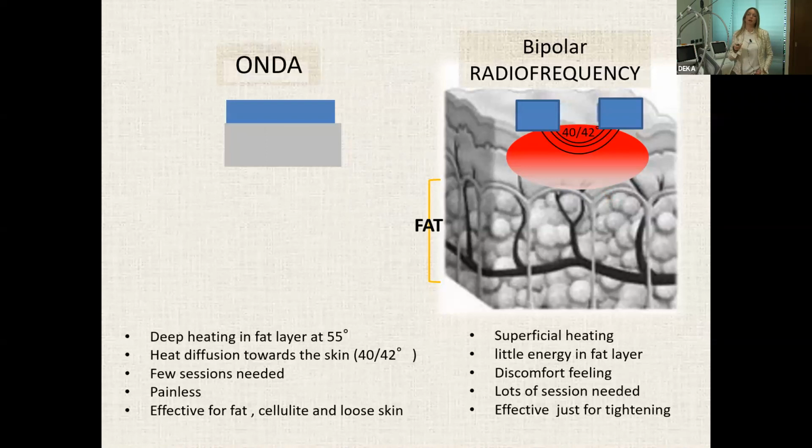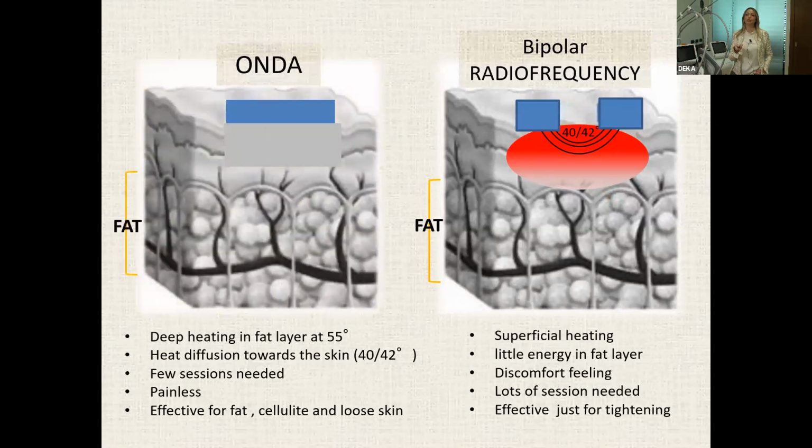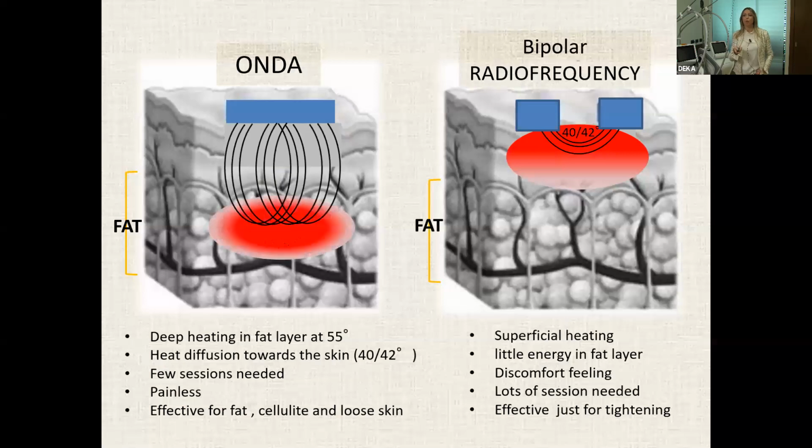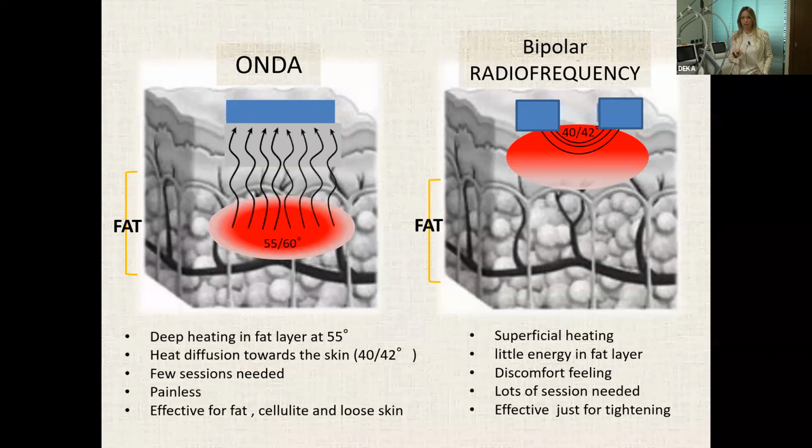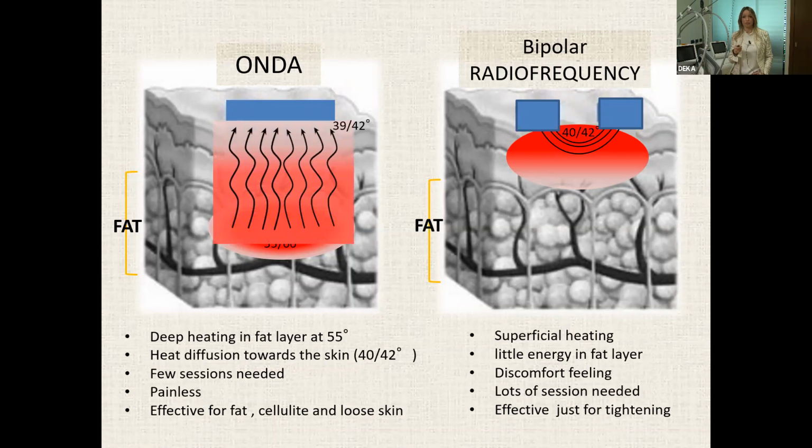While on the other side with Onda, we can send the energy directly in the fat layer, skipping the skin. When we reach the fat, thanks to the molecules' friction, we reach a temperature of 55, 60 degrees, and all this heat goes up toward the skin. At the end of the session, I will have on the top of the skin 42 degrees. So 55 degrees in the fat layer and 42 degrees in the skin layer.